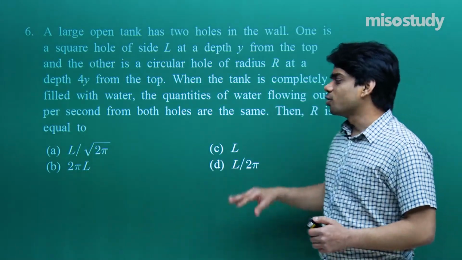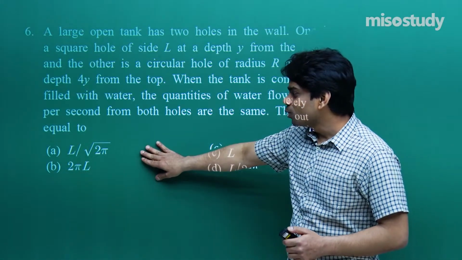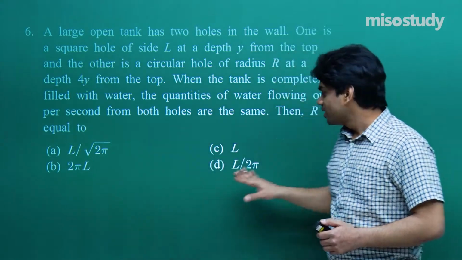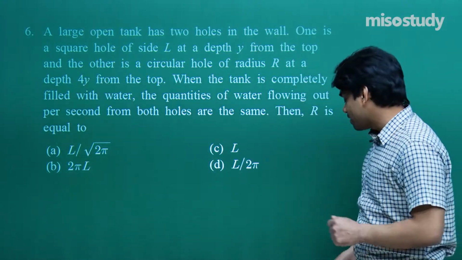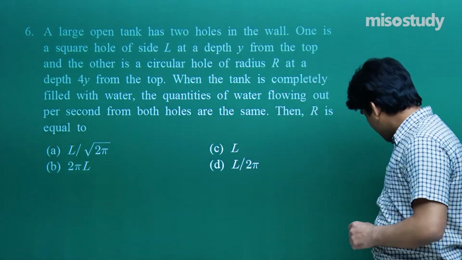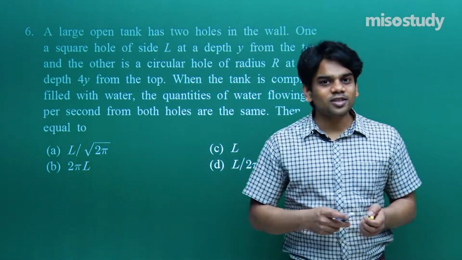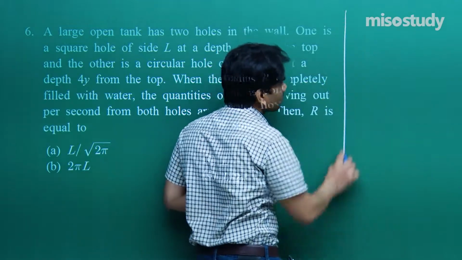Then r is equal to: A) L by root 2 pi, B) 2 pi L, C) L, D) L by 2 pi. I hope that you can clearly imagine the scenario given in this question, and the scenario is pretty much clear, I believe, to you all.